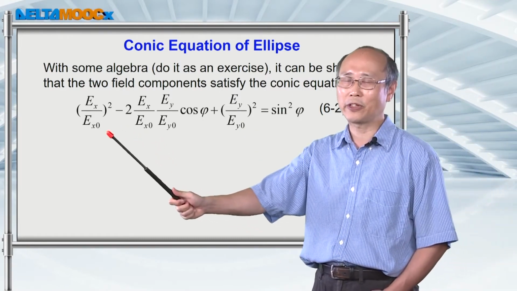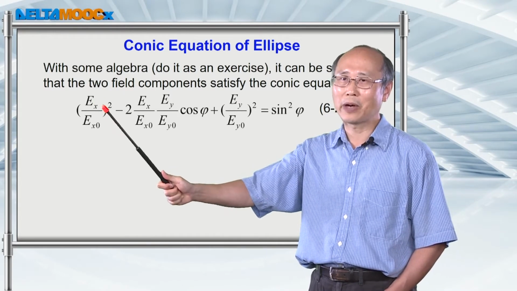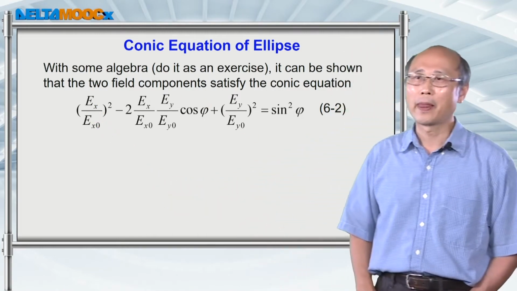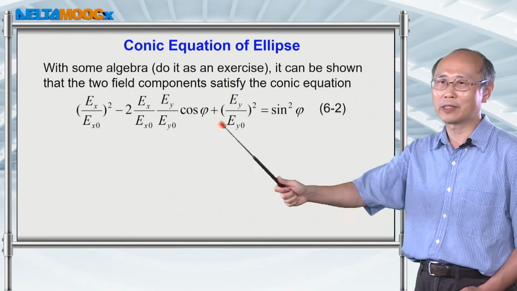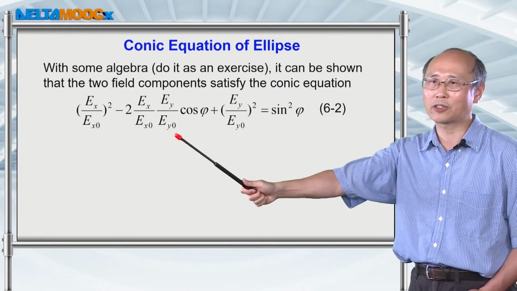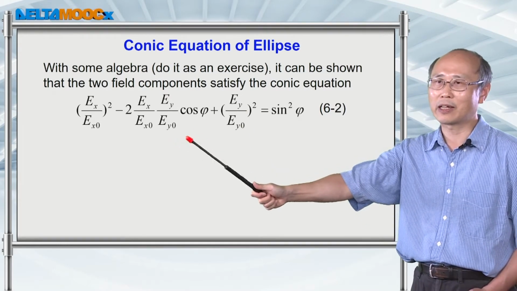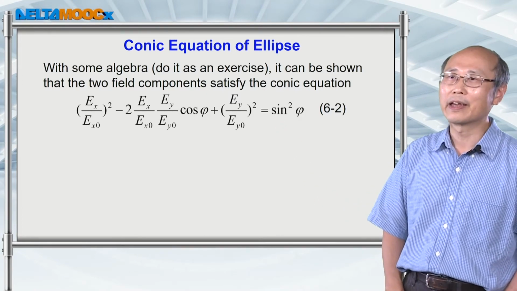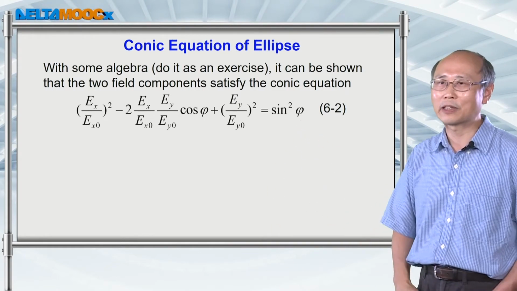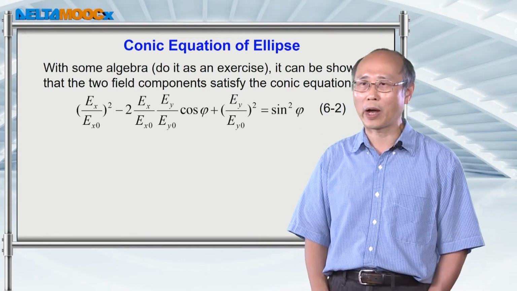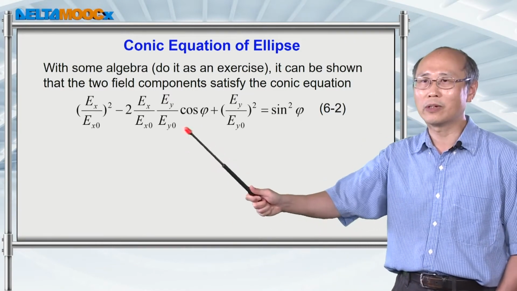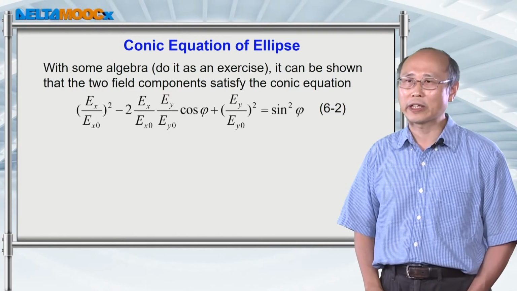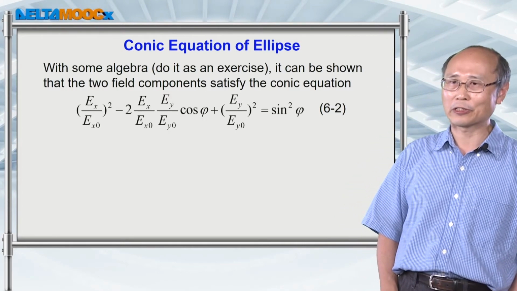Basically, you'll get this expression when you divide your x component electric field by the amplitude and take a square of it. And you do the same thing for the y components. And then there's a cross product term for the xy component. And this expression is going to give you a value equal to sine square phi. And again, this phi is the phase difference between the x component and y component. And we want to know how this electric field on the xy plane will change over time and over distance.